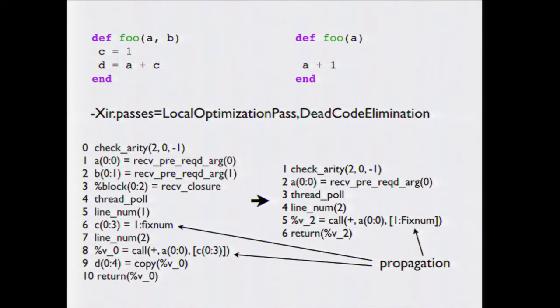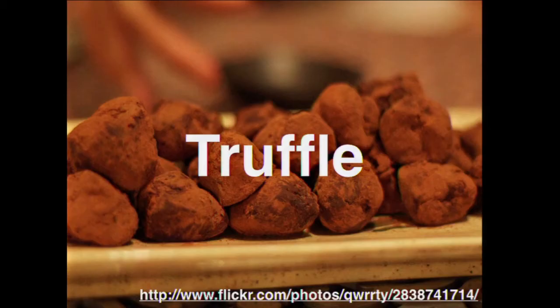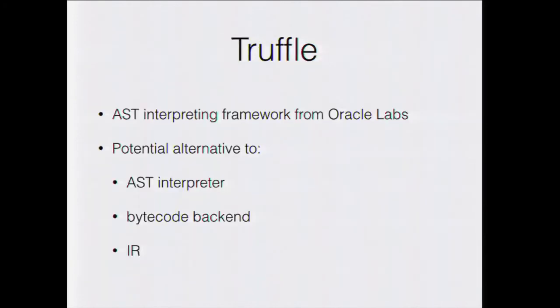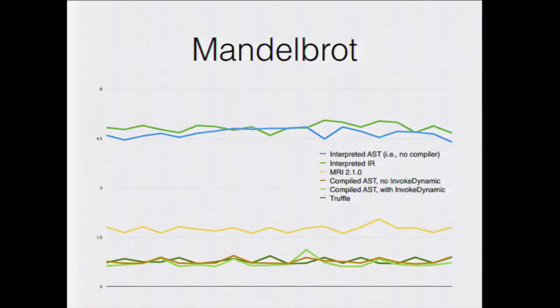Okay. IR is not the only compiler that is going to be replacing the compiler part. There is one called Truffle, and this is coming from Oracle Labs, and it shows some promise. And let's see, the green line, that's on par with the compiled AST part right now. It's still considered experimental.